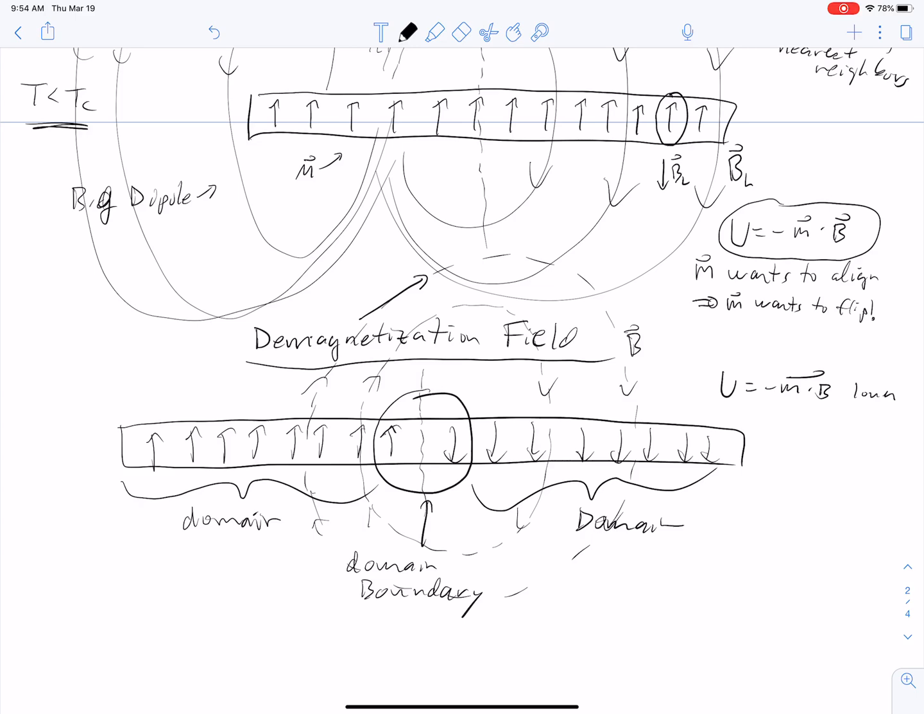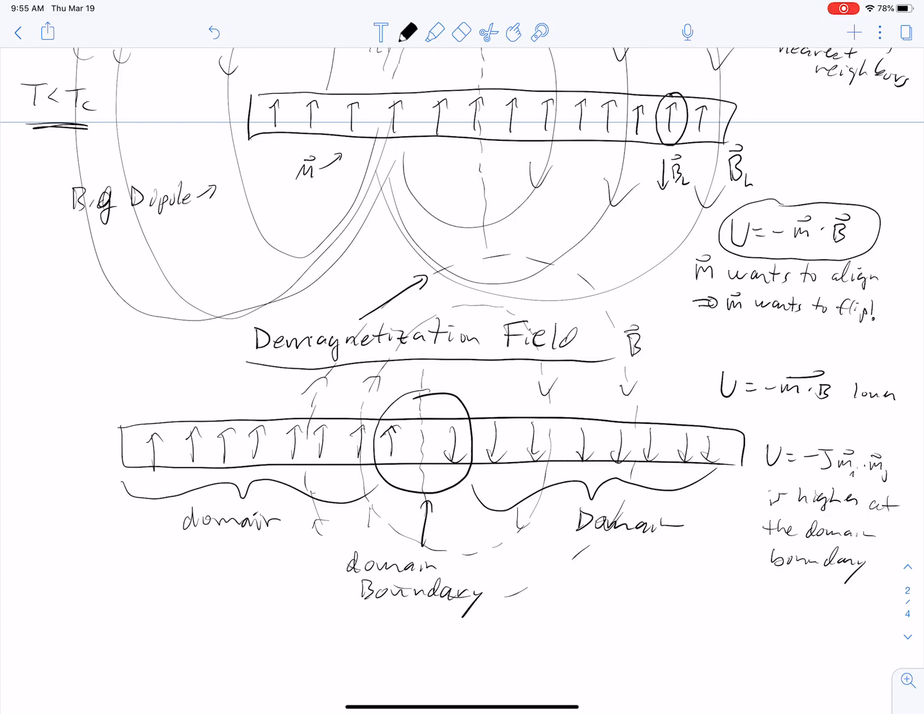That means that U equals negative J Mi dot Mj is higher. It's positive. It's higher at the domain boundary. And so you can see that the demagnetization field makes the spins want to create domains.